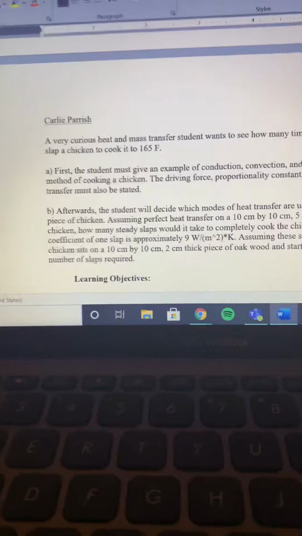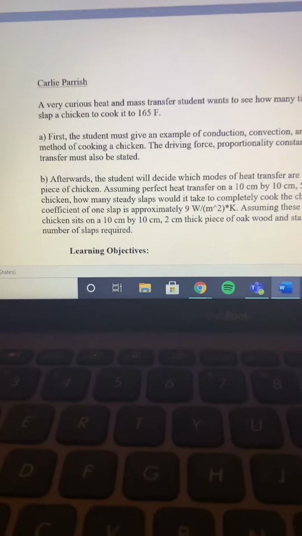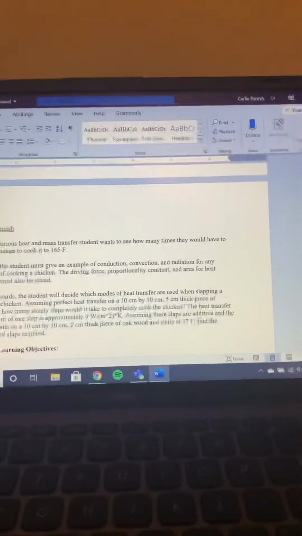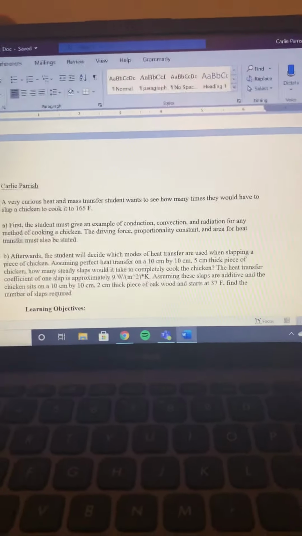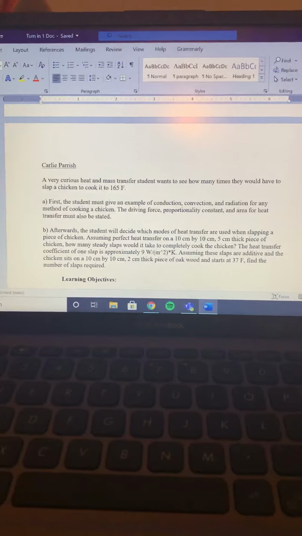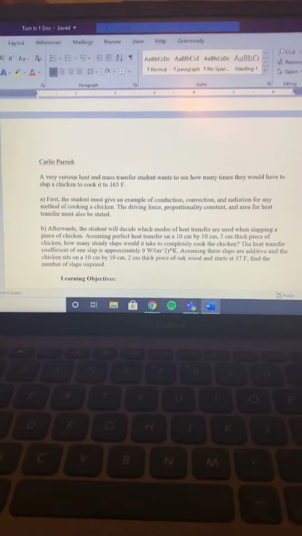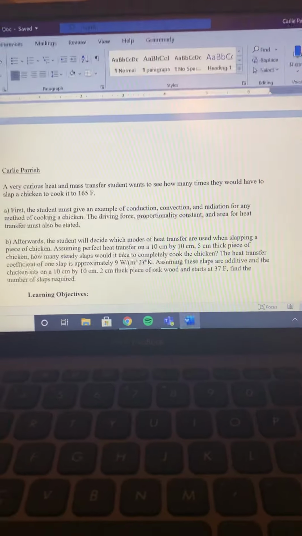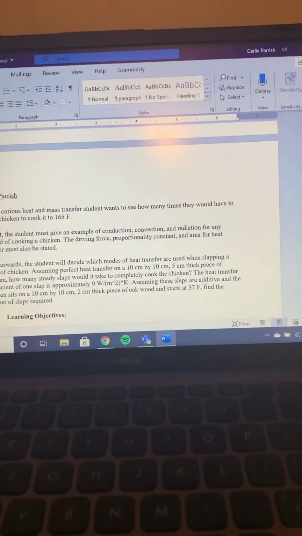So, I thought one of the first days of class when someone was talking about cooking a chicken by slapping it, that was absolutely hilarious, so I want to try to do a problem about that. So the problem goes, a very curious heat and mass transfer student wants to see how many times they would have to slap a chicken to cook it to 165 degrees Fahrenheit.